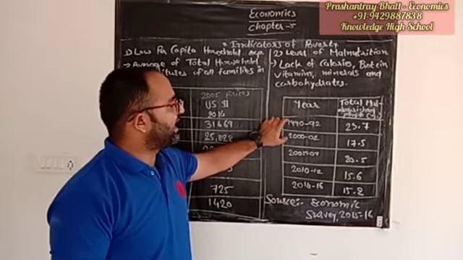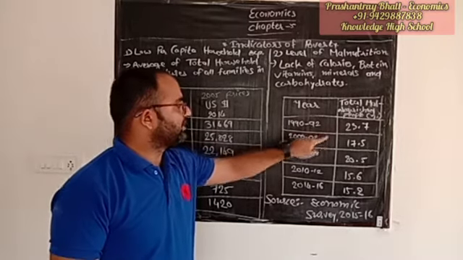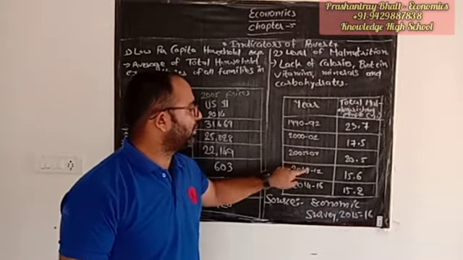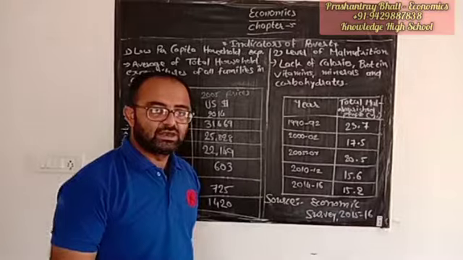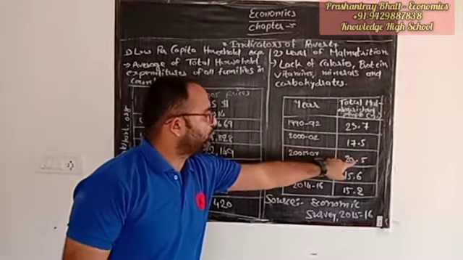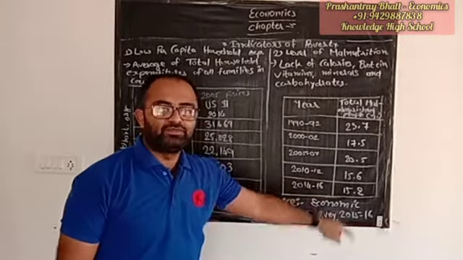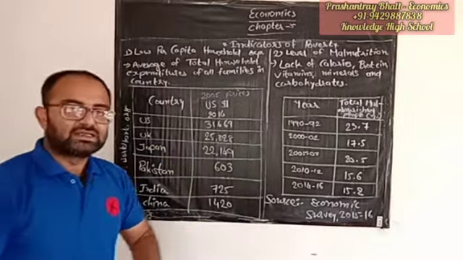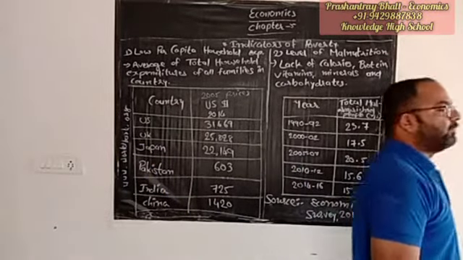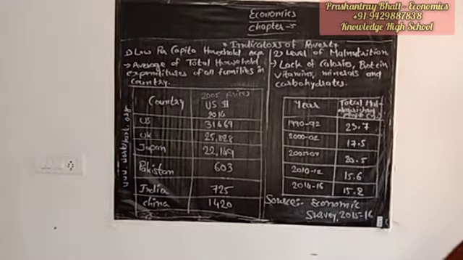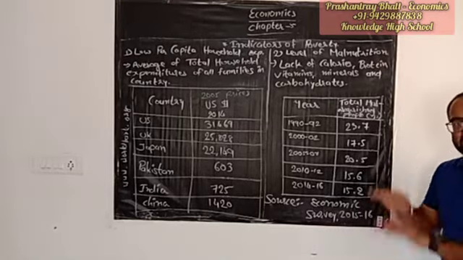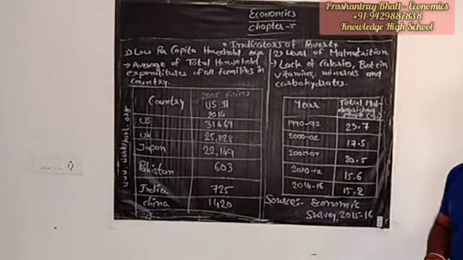Say for example 1990-92, 23.7, 2000-2002, 17.5, 2010-12, 15.6. Over here, 2005-7, 20.5, 2014-16, 15.2. Right, that means the government is working good, right? The people are working very well, though the population is rising, but the percentage of the malnourished people is being decreased. So that's a good sign for us.